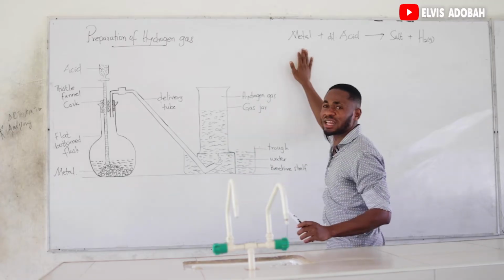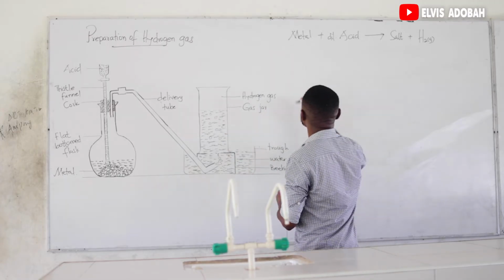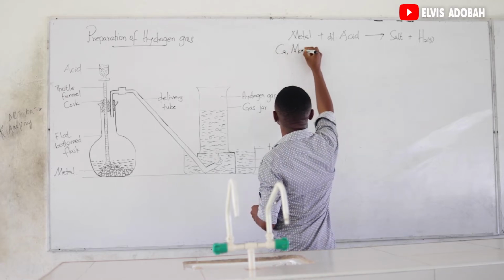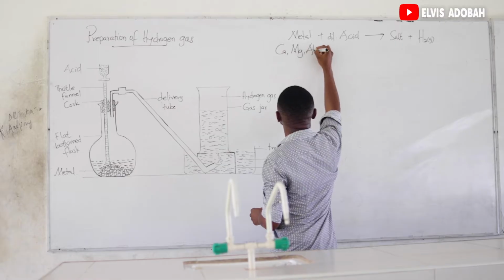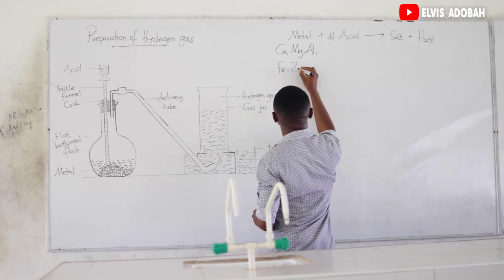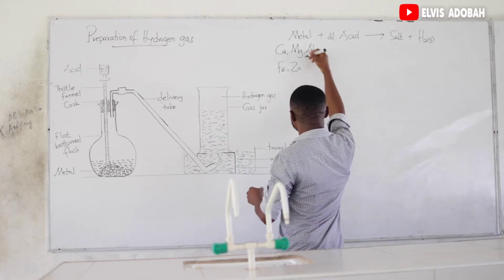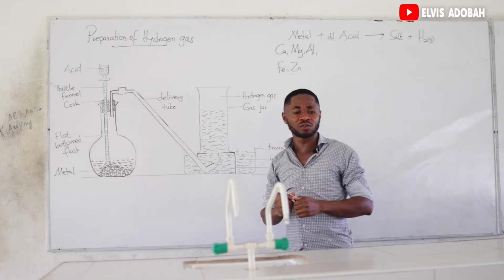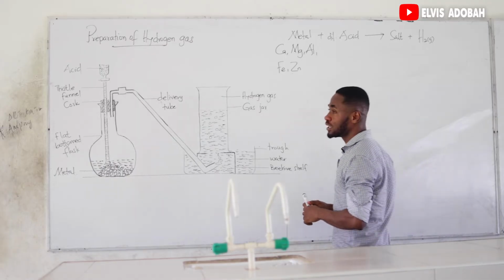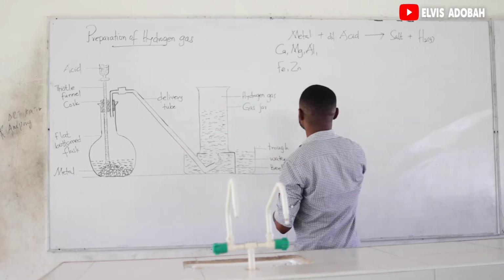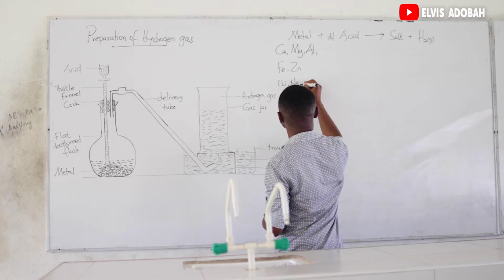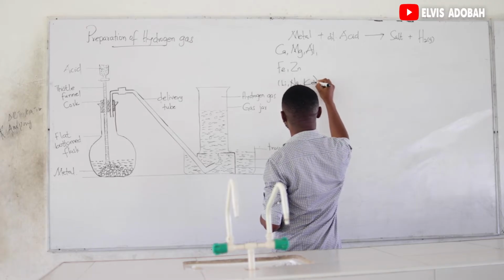But the ones that are suitable are calcium, magnesium, aluminium, iron, zinc. These are the common metals we use for this experiment. There are some metals we could have used. The group 1A metals. The lithium, the sodium, the potassium, etc.